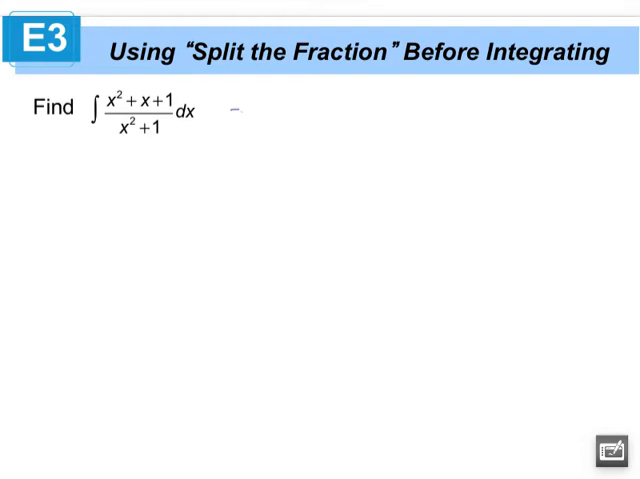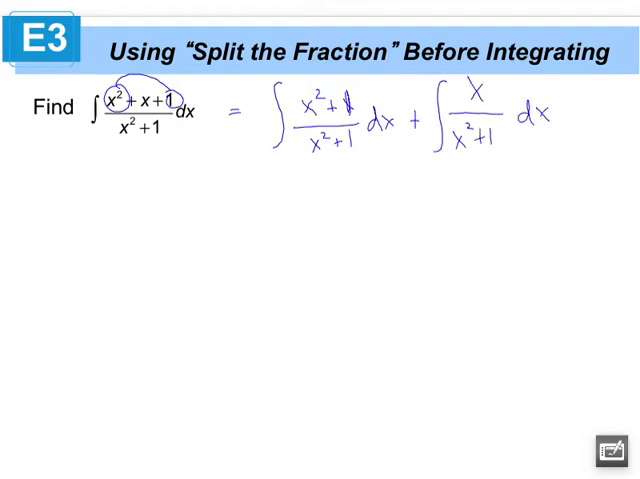I'm going to split this into the following integrals. Take these two puppies and put them together, and write it as the integral of x squared plus 1 over x squared plus 1 dx plus the integral of x over x squared plus 1 dx. I just wrote it in a different order.